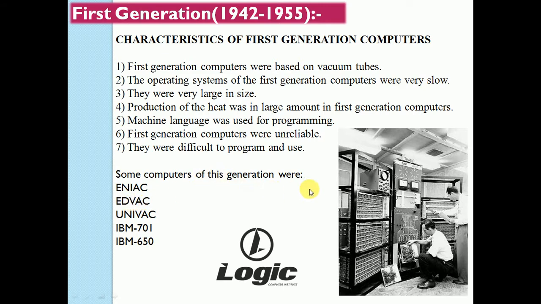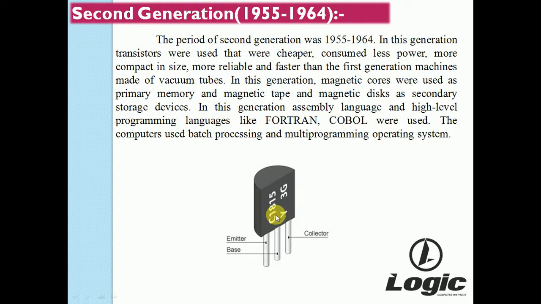Then see the next, second generation. The period of second generation was 1955 to 1964. In this generation, transistors were used that were cheaper, consumed less power, more compact in size, more reliable, and faster than the first generation machines made up of vacuum tubes.